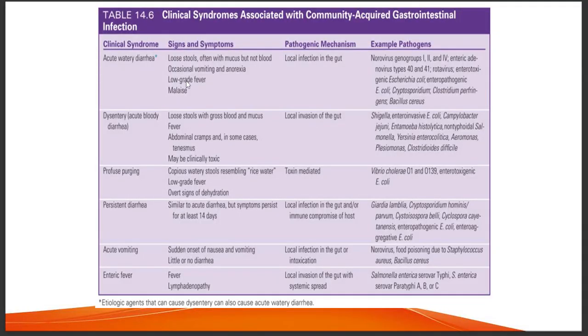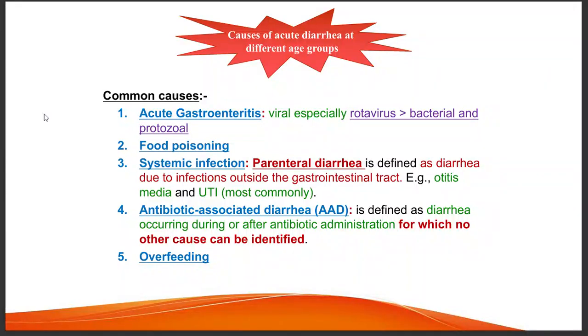This table is just showing the syndromes that are associated with community acquired gastroenteritis. You have got acute watery diarrhea, dysentery. It's a good table that you can just look at. You are going to see the signs and symptoms, the pathogenic mechanism, and also the examples of pathogens.